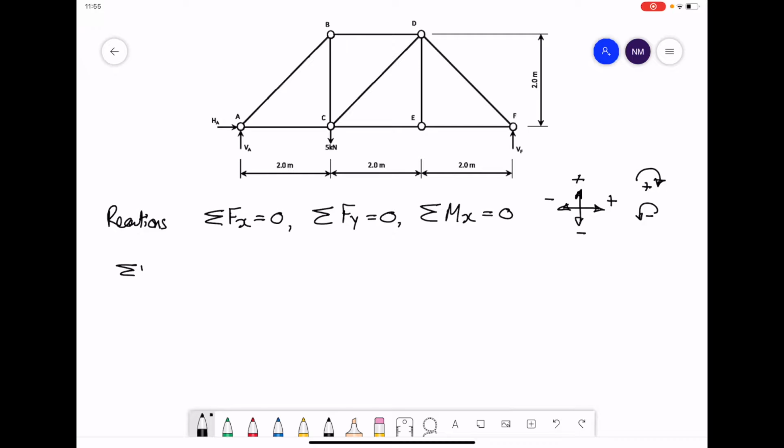Applying the first of our equilibrium equations, namely all the forces in the x direction must add up to give you 0. Here we only have one horizontal force, it is HA. It is pointing to the right, therefore is positive. For equilibrium, all these forces must add up to give you 0, hence HA is a value of 0.